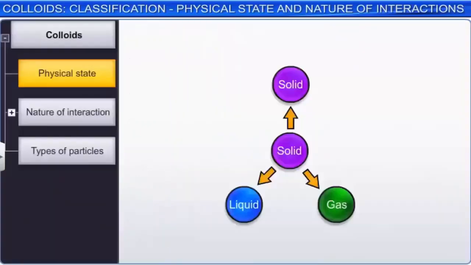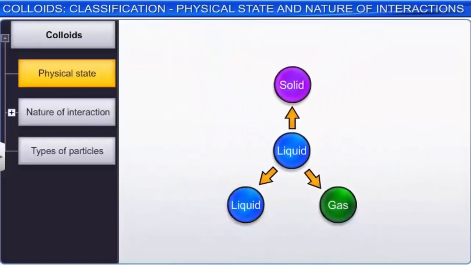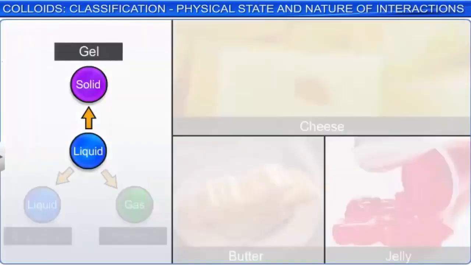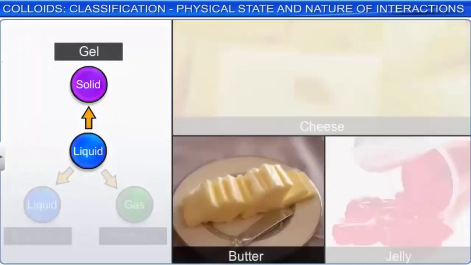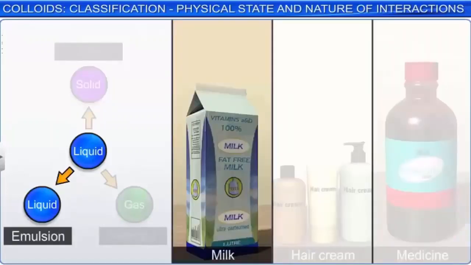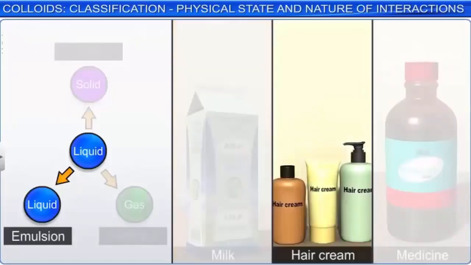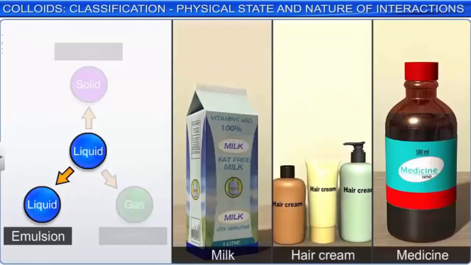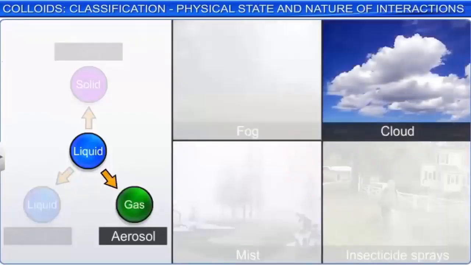Dispersion of a liquid in a solid, liquid, or gas dispersion medium results in the formation of a gel, emulsion, and an aerosol respectively. Examples of gels are cheese, butter, and jellies. Milk, hair cream, and certain medicines are examples of emulsions. Fog, cloud, mist, and insecticide sprays are examples of aerosols.